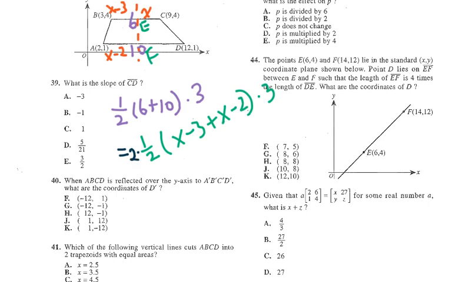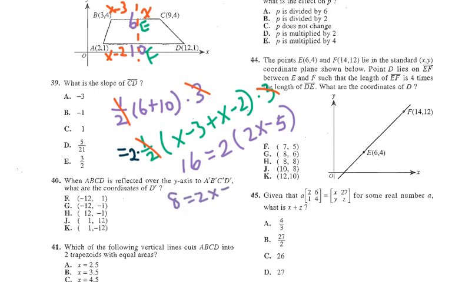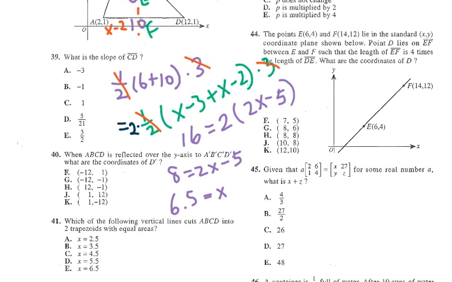I can solve this equation. And you have 3 is gone. Half is gone. So you got 16 equals 2 times 2x minus 5. Then divided by 2, get 8 equals 2x minus 5. Then x will be 6.5. You add 5, then divide by 2. So answer will be E.